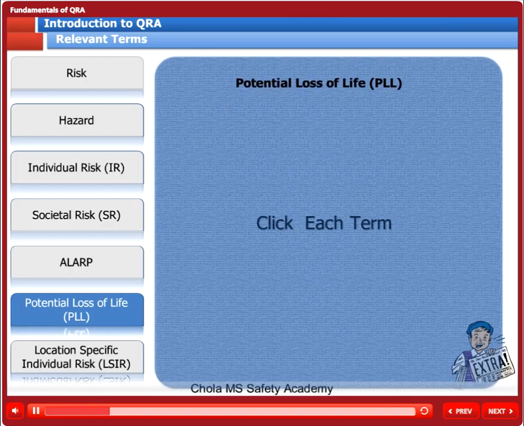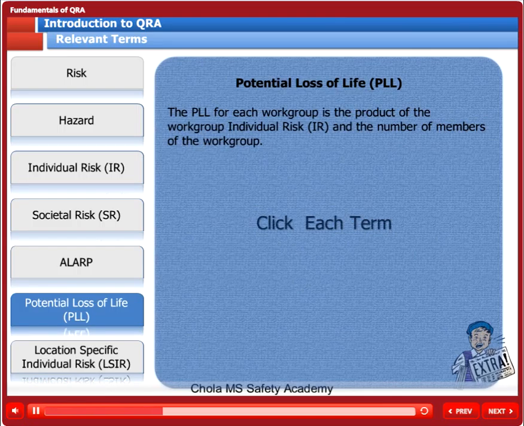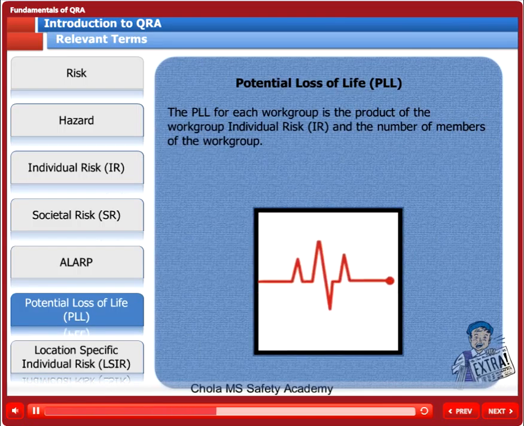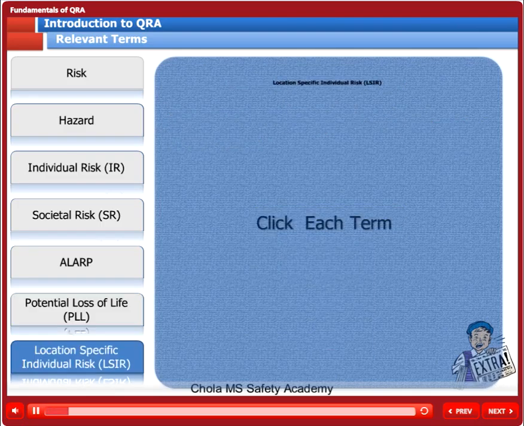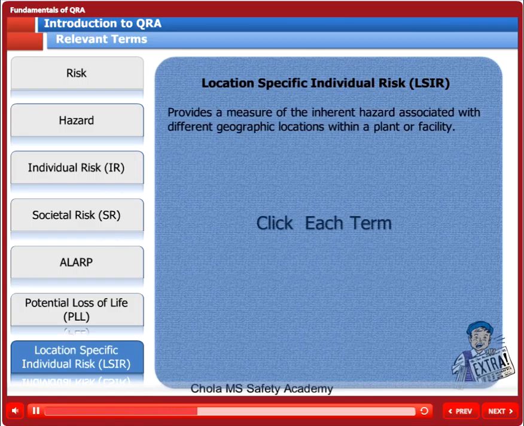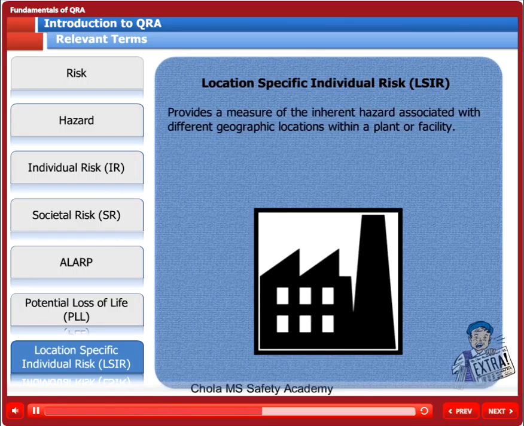Potential loss of life. The potential loss of life for each work group is the product of the work group individual risk, abbreviated as IR, and the number of members of the work group. Location-specific individual risk. It provides a measure of the inherent hazard associated with different geographic locations within a plant or facility.